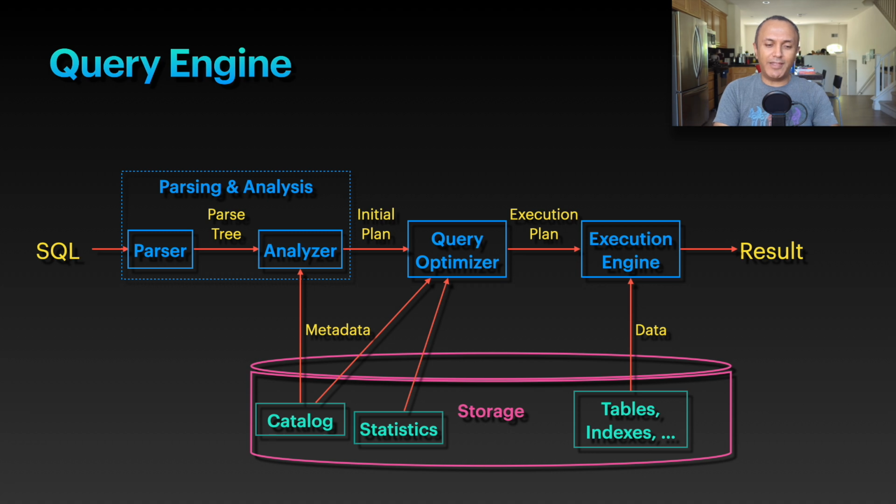The initial query plan is then fed into the query optimizer, which uses the statistics and the catalog information to enumerate all the different possible plans, estimate the cost of each, and then choose the final execution plan. And then that final execution plan is the input for the execution engine, which we are going to talk about today.